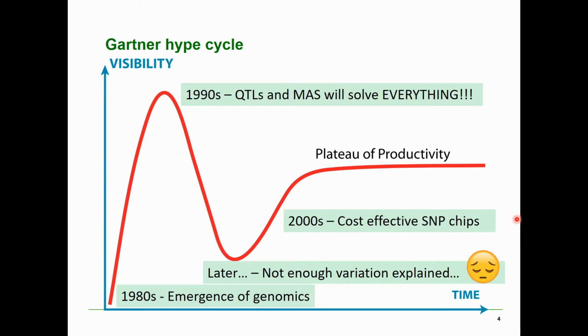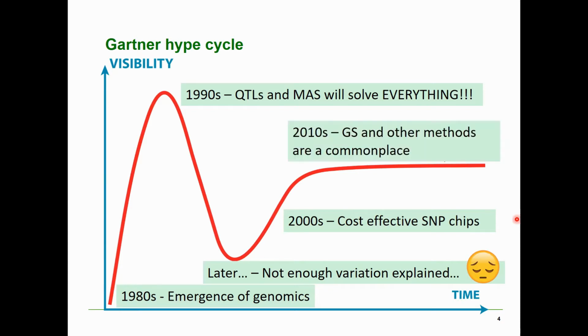That led to the boom of the business. And since 2010 and further up, we have the genomic selection and other methods that we use happily ever after, or so. So now it is a good time in livestock genomics, and we achieve some kind of a plateau of productivity according to this hype cycle.